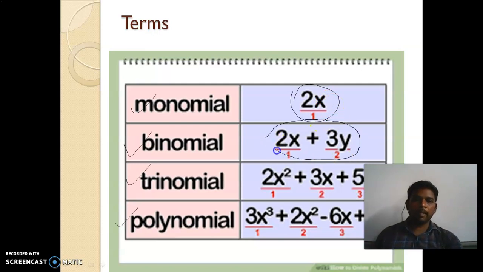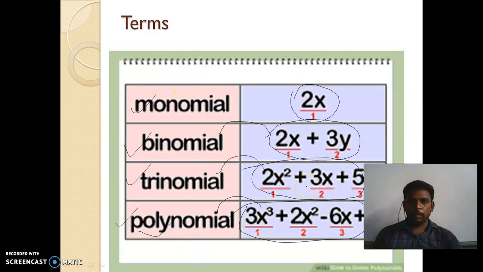Look here. 2 terms are available, so it is called binomial. And look here. Here 3 terms are available. Therefore, you can call this a trinomial. And look here. Here 4 terms are available, so it is called a polynomial. An expression with 4 or more terms, we can call a polynomial. Okay, so according to the terms, we can classify the polynomial like this.